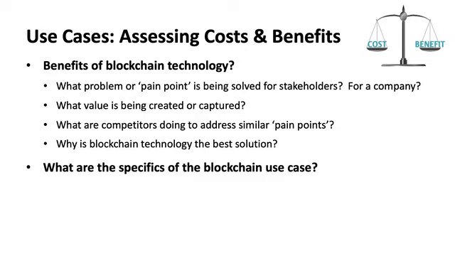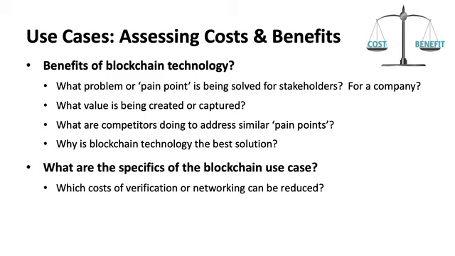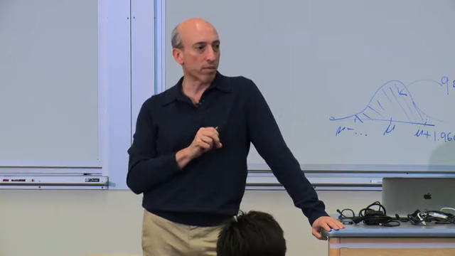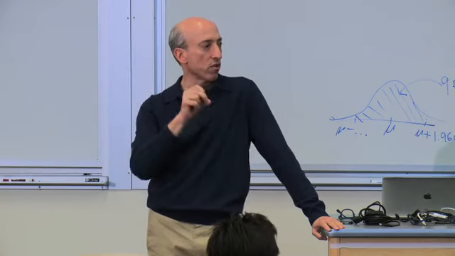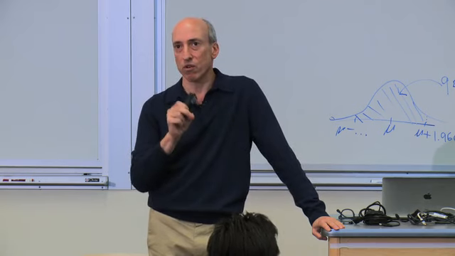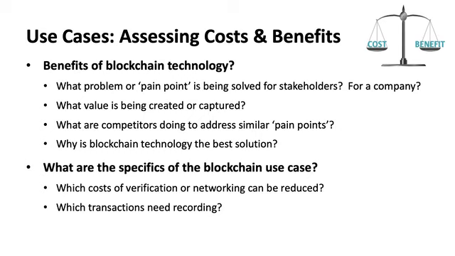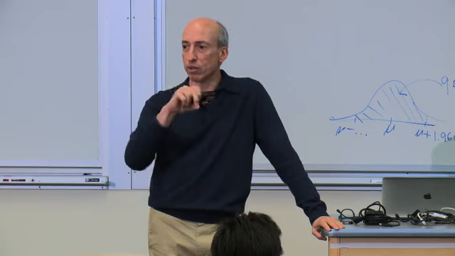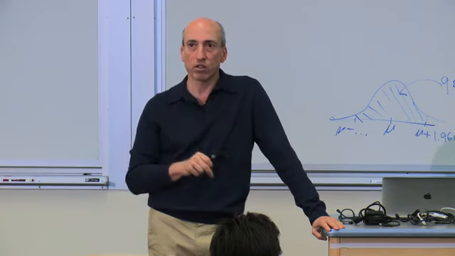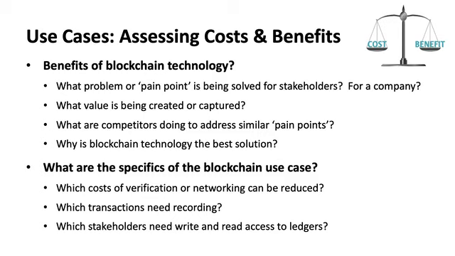So then what are the specifics of this append-only log consensus use case or blockchain use case? What cost of verification or networking are you actually reducing? Back to Catalini's work about verification cost and networking costs that we talked about on Tuesday. What is that cost you're actually reducing? Which transactions need to be recorded? What accounts or transactions, you might say, need to be recorded on this log? What stakeholders need to be able to write?